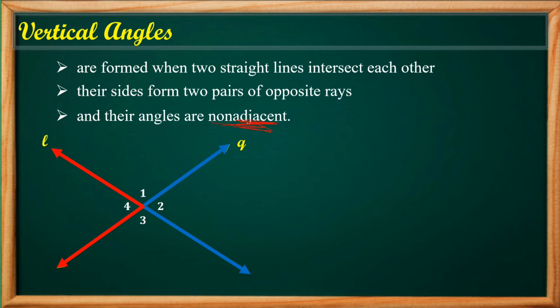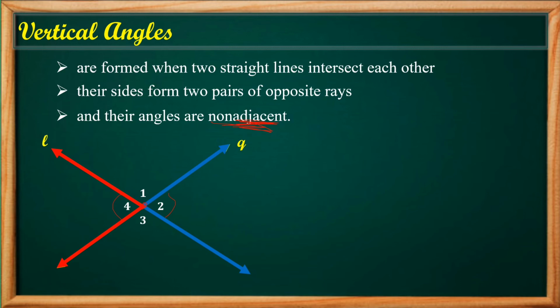Now, try to observe. We have here angle 4 and angle 2. Are they adjacent angles? Okay, they are not adjacent angles. Although they have a common vertex, they don't have a common side, therefore they are not adjacent. Since they are not adjacent, 2 and 4, then according to the definition of vertical angles, they form when two straight lines intersect each other. Line Q and line L intersect each other. Then, their sides form two pairs of opposite rays.